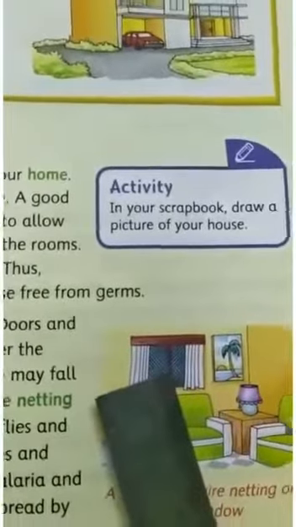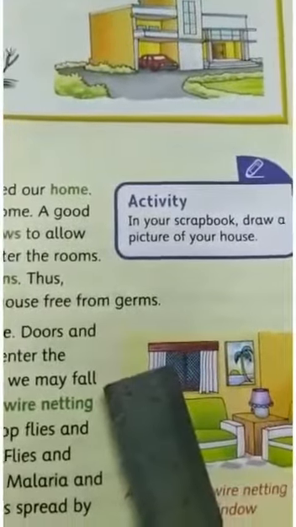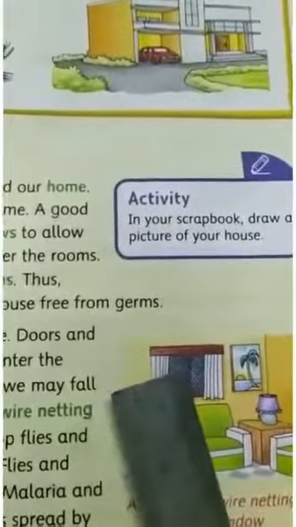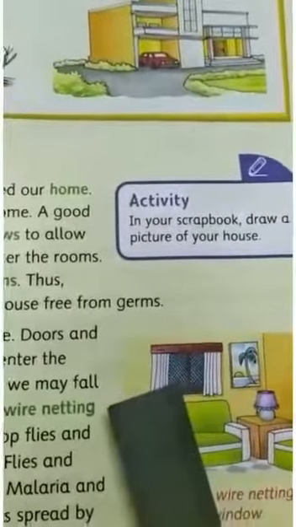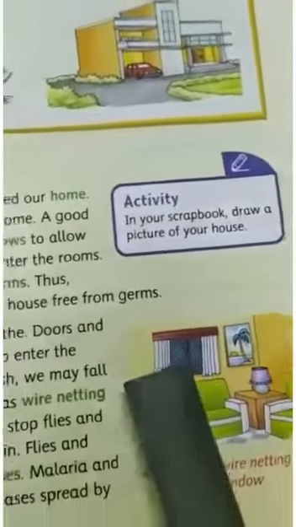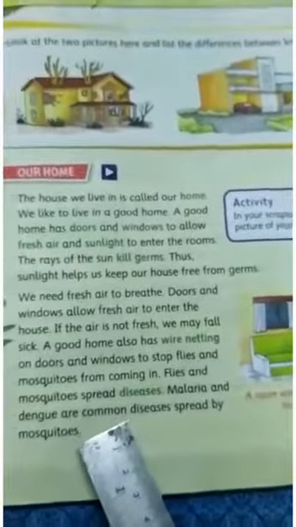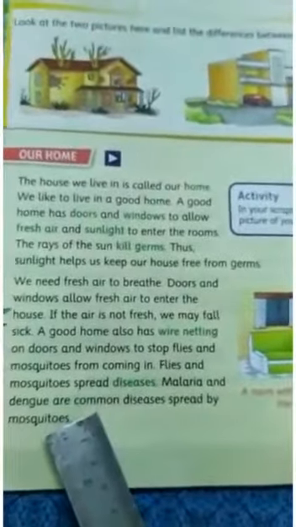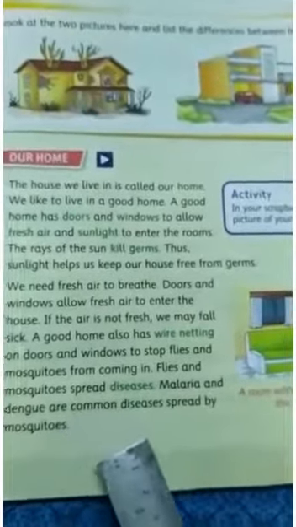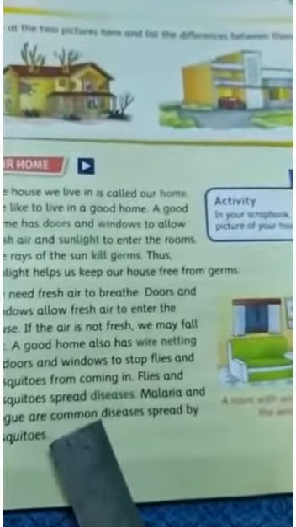Why? Because they do not want flies, mosquitoes or other insects to come inside their home. And these flies and mosquitoes may harm us by spreading different diseases. So mosquitoes can spread malaria and dengue like common diseases, and flies, they also spread diseases. Now turn the page.